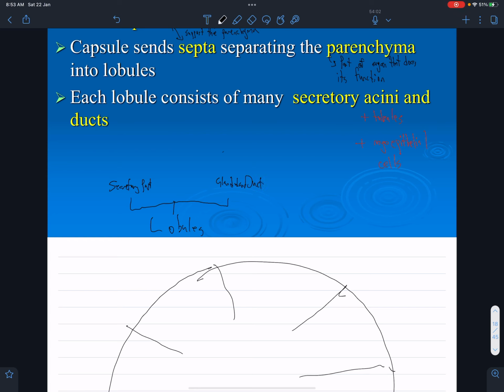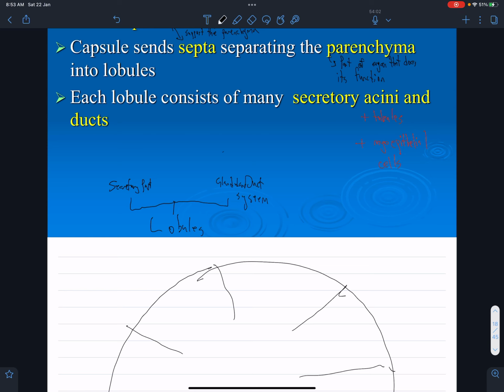Now, one thing to keep in mind: we're talking about the main structure of all three major salivary glands, the parotid, the submandibular, and so on. The difference between them is going to be in the secretory cells, the cells that make them up. But all the glands are going to have the same ducts, as we are going to see shortly, okay? So again, back on topic, the lobules consist of a secretory part and a glandular duct system.